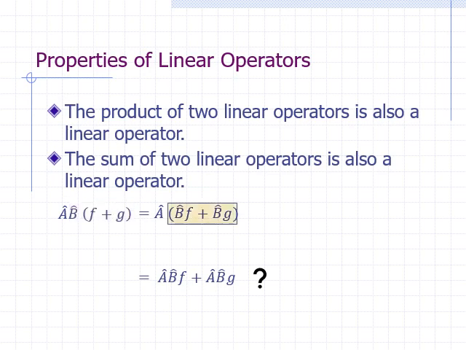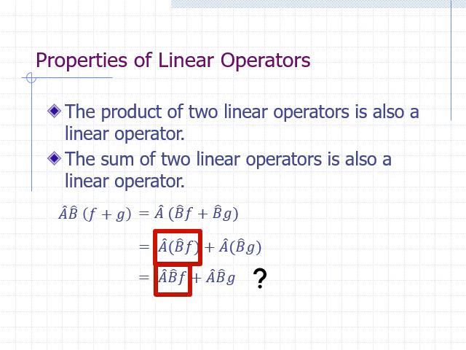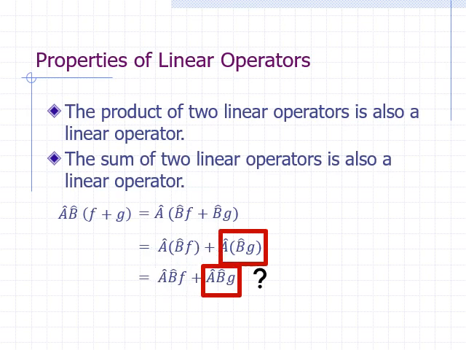Now, B operating on F is just another function. Likewise, B operating on G is also just another function. Since A is a linear operator, we can also distribute it to the sum of these two functions. This gives us A operating on function B hat F plus A operating on function B hat G. Finally, we recognize that A operating on B hat F is the same as the product AB operating on F. Likewise, A operating on B hat G is the same as product AB operating on G.